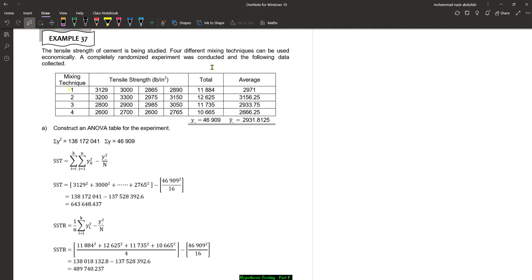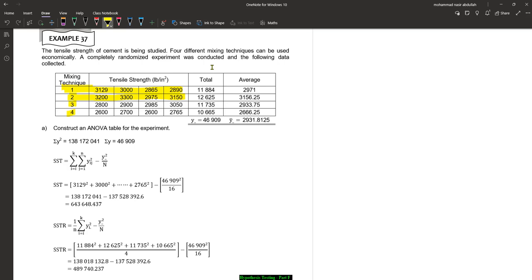So we have mixing technique, with 4 mixing techniques. For each mixing technique, they collect data of tensile strength. So they collect 4 observations. To understand, for the first mixing technique, they collect 4 observations. These observations must be numeric. Mixing technique is categorical. For mixing technique number 2, they also collect 4 observations of tensile strength, the same for 3 and 4.